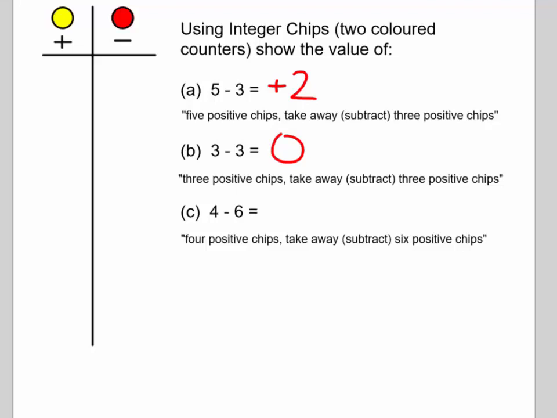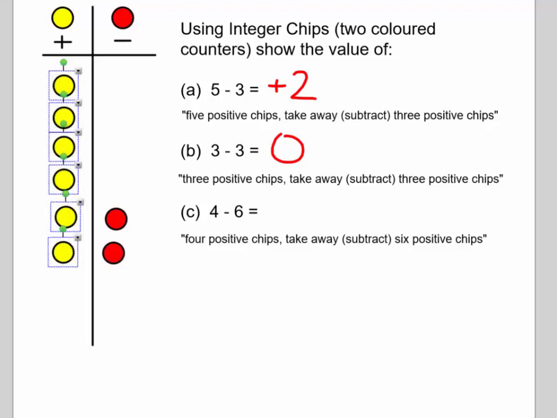Okay, and the direction you read subtraction makes a big difference. So here are the 4 positive chips that are outlined as the first term. Now it says take away 6 positive chips. Well, if you look at my expression here, I only have 4, so I can't take 6 away. But what I can do is put a 0 pair on, just like that. And now there are 6 positive chips that I can actually take away.